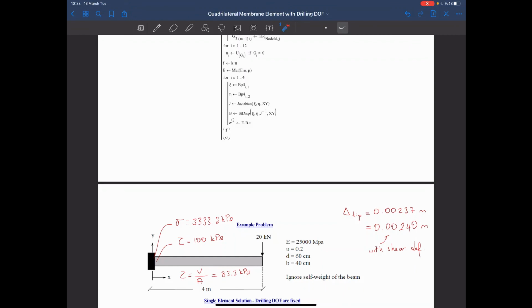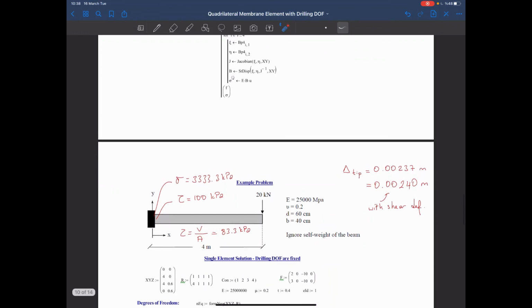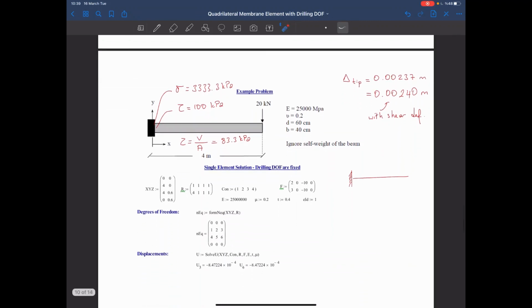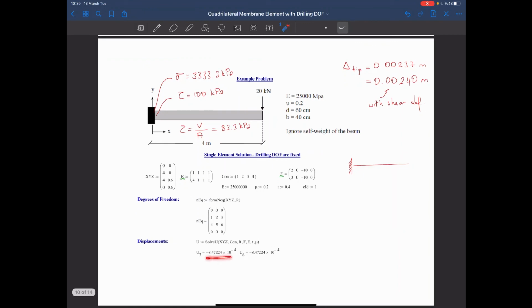Now first let's take a look at the single element solution. The way I'm defining it is as follows. Remember that it's a fixed cantilever, so I'm fixing the translations as well as the rotations. I'm also fixing the drilling rotations. And with that, when we look at the results, we get a significantly small tip displacement. We did all these things, but the result is significantly small.